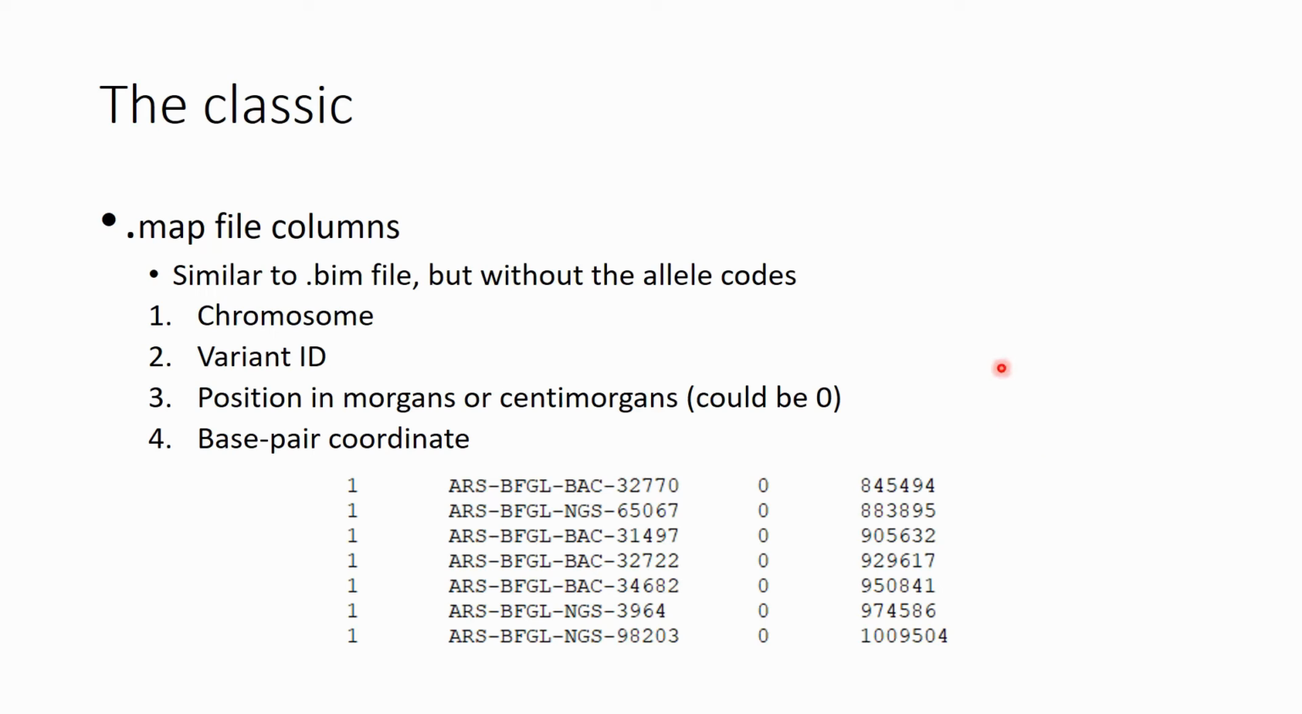The map files that are also required together with the PED file are quite similar to the BIM file as we've seen before, but without the allele codes. It has 4 columns. The first one is the chromosome, then the variant IDs, which is basically the SNP name. Then Morgans or centimorgans, which could be 0 or a number if it's known. And the fourth one is the base pair coordinate, or the base pair position, for each SNP.